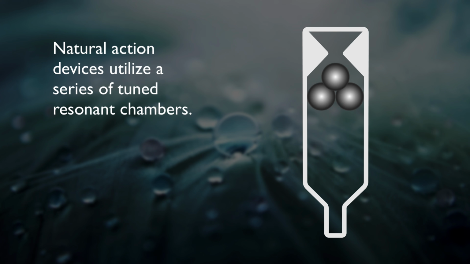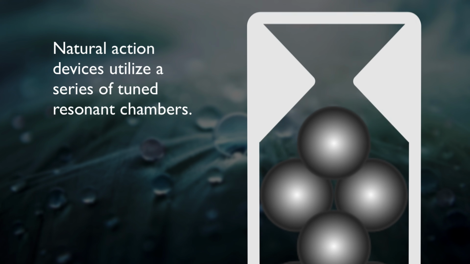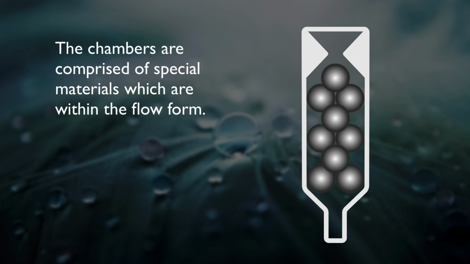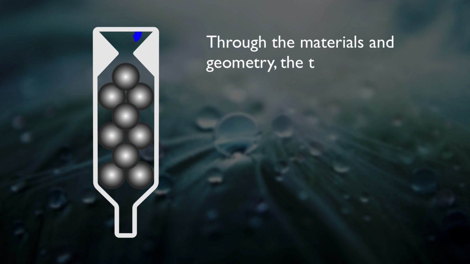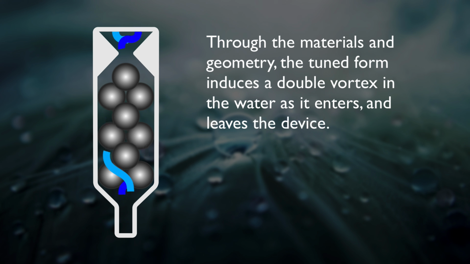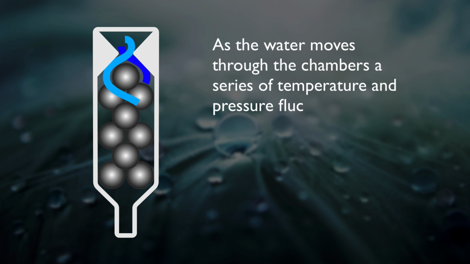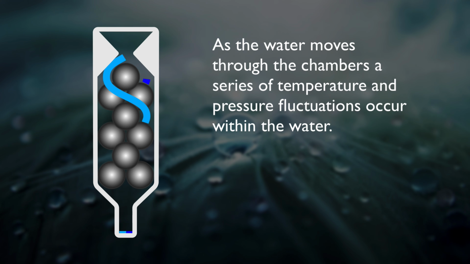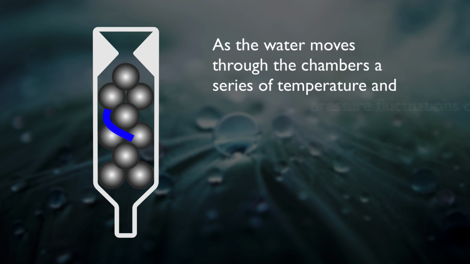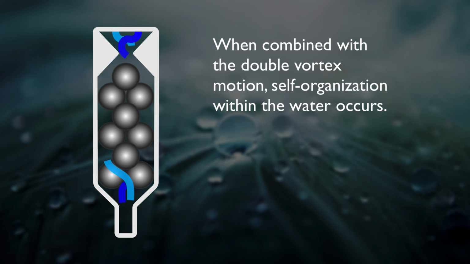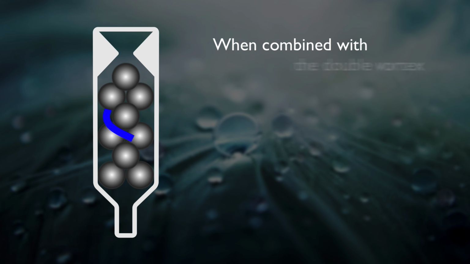Natural action devices utilize a series of tuned resonant chambers. The chambers are comprised of special materials which are within the flow form. Through the materials and geometry, the tuned form induces a double vortex in the water as it enters and leaves the device. As the water moves through the chambers, a series of temperature and pressure fluctuations occur within the water. When combined with the double vortex motion, self-organization within the water occurs.